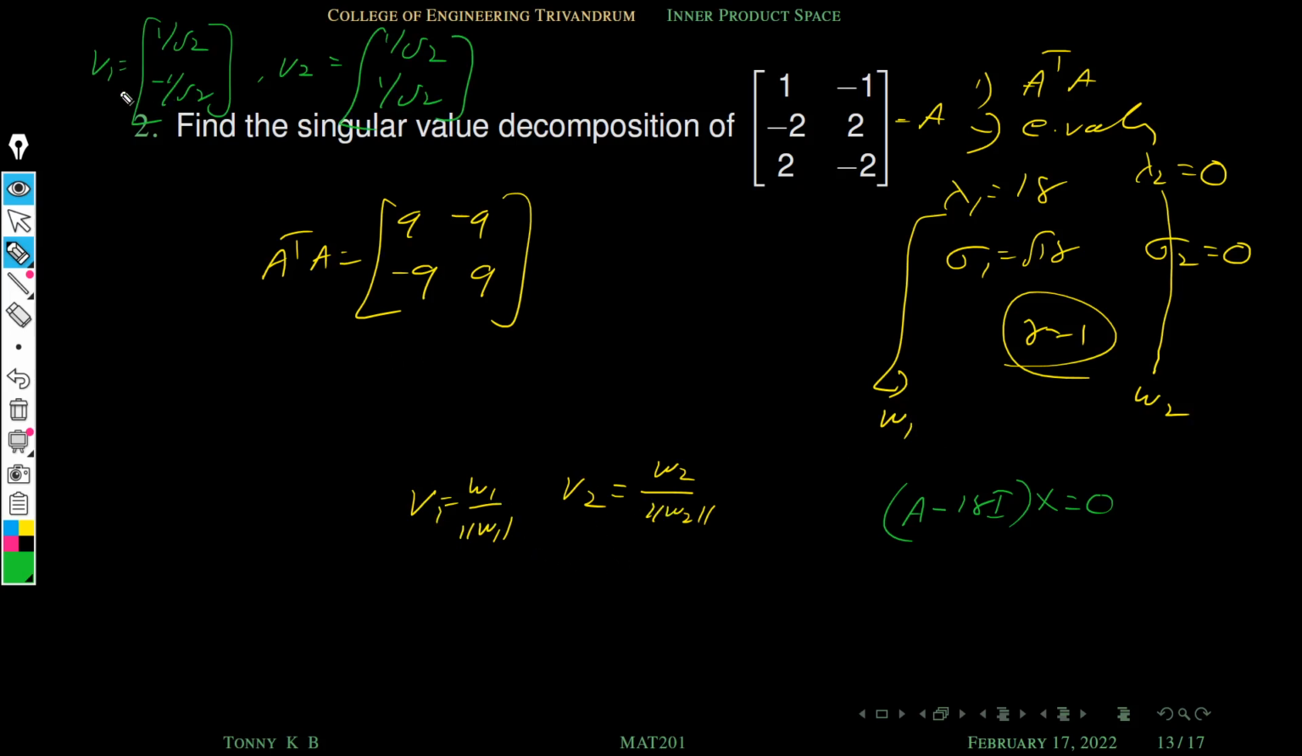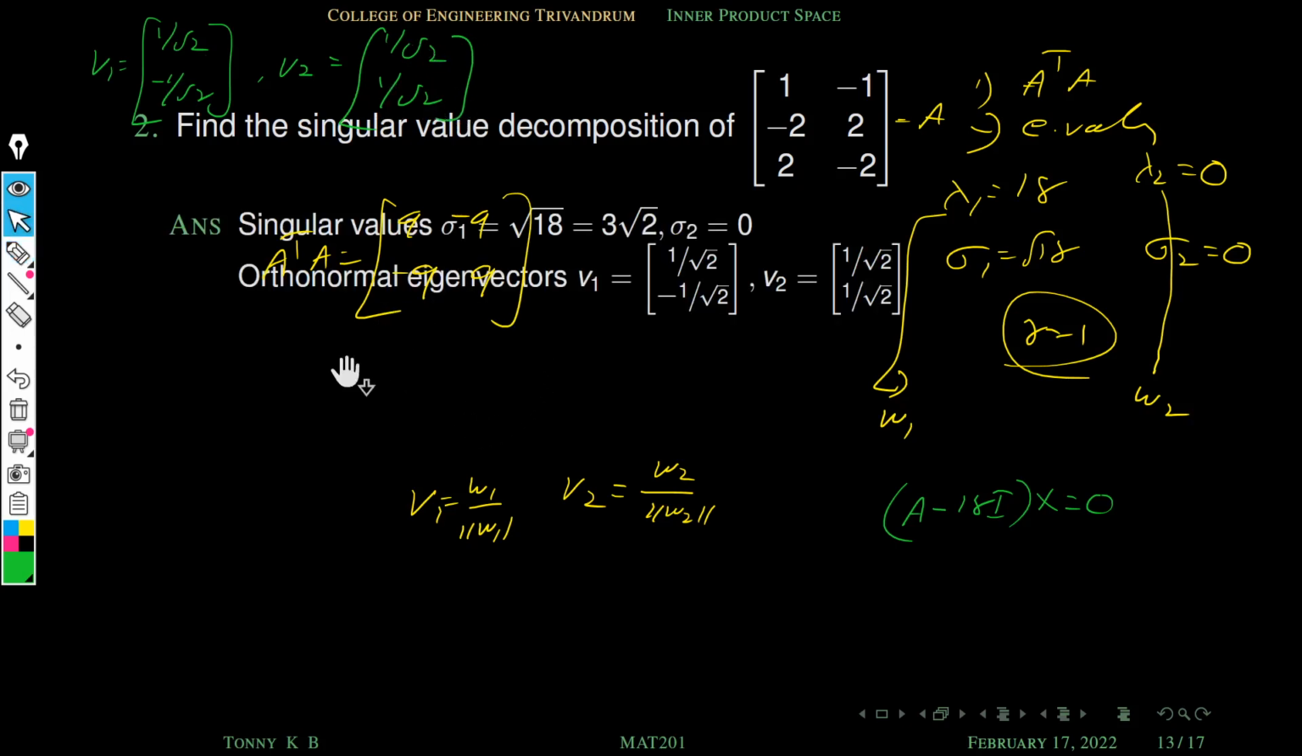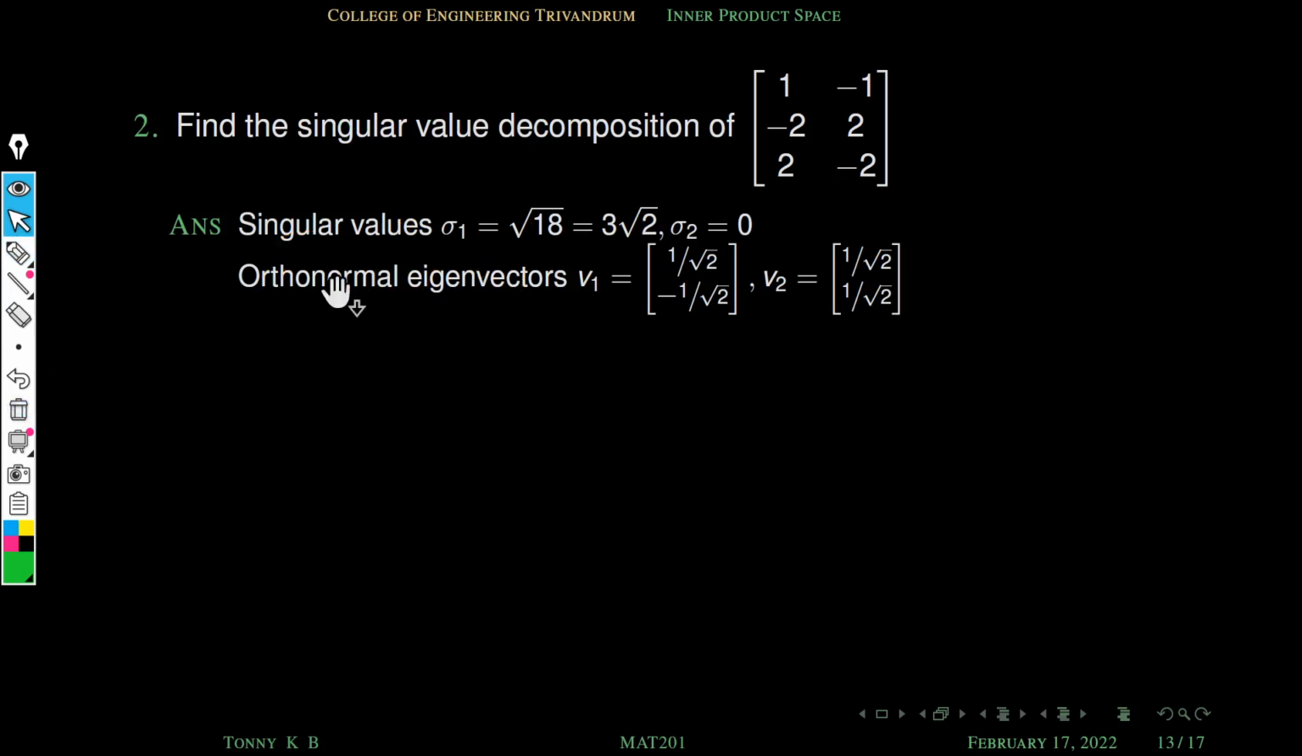For this example, V1 is like this: 1 by root 2, minus 1 by root 2, and V2 is equal to 1 by root 2, 1 by root 2. Okay. Yes. So these are the singular values of this matrix and these are the orthonormal eigenvectors corresponding to the eigenvalues 18 and 0. Okay, now we are ready to write our sigma.